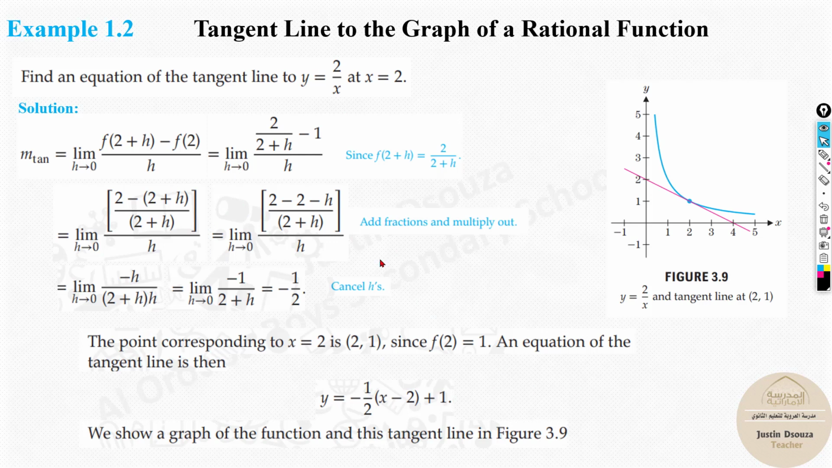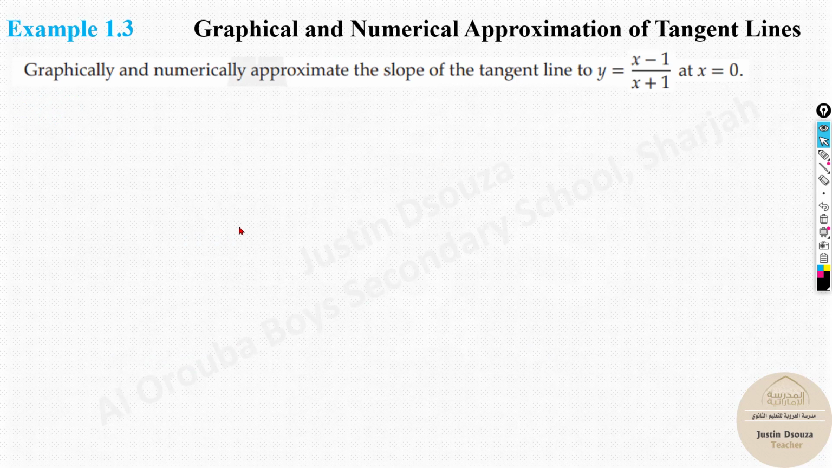See, the same methods are done. Sometimes the methods might vary from your textbook a little here and there. The methods which they use might be a little different, but ultimately the answer will be the same. Now here we have to graphically and numerically approximate the slope of a tangent line to y equals x minus 1 divided by x plus 1 at x equals 0.